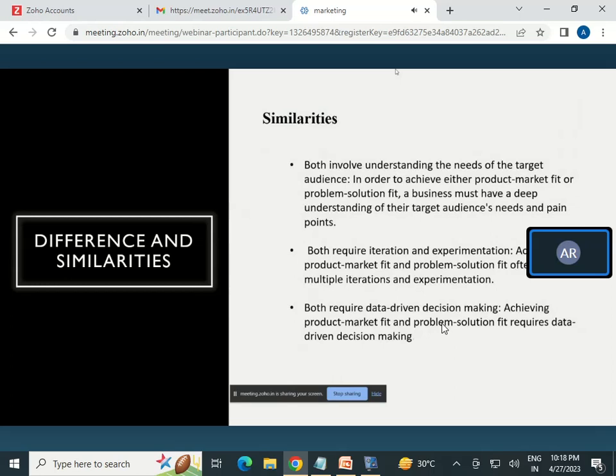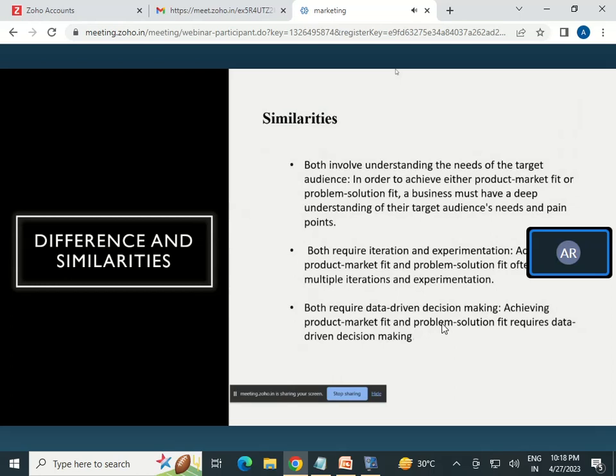So in order to achieve either the product market fit or a problem solution fit, a business must have a deep understanding of their target audience, right? That you will get after doing the customer research. When you do the research for your customer or the targeted market, you identify the problem, right? And this is how basically you build a problem solution fit or a product market fit that fits in the market and makes the profit.